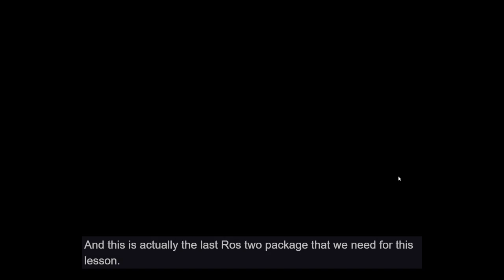Perfect. Now let's also install the ROS Humble Joy package, and also the Joy Teleop package. So let's press Enter, and as the name of these two packages suggests, so the Joy and the Joy Teleop, this will allow us to connect a joystick to ROS2 and to use it to move our robot. Then let's also install the package TF Transformations. Perfect. And this is actually the last ROS2 package that we need for this lesson.